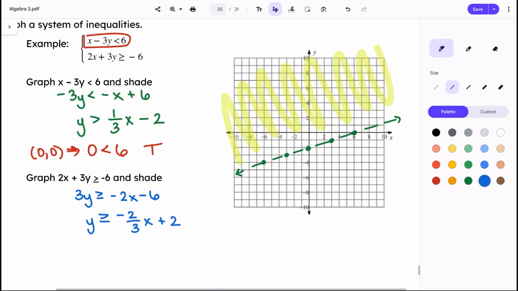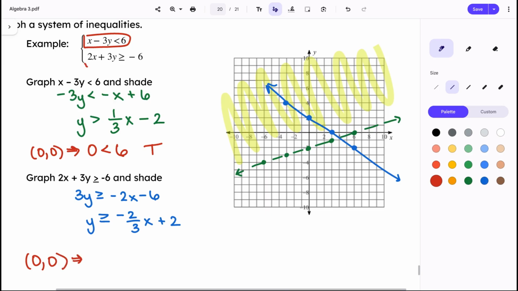So we start at 2 for this one, and you go down to right 3. Should this one be solid or dashed? This one should be solid because it has an equal sign. Okay, we still have to test a point. I can still use 0, 0 for this one as well because it doesn't go through.